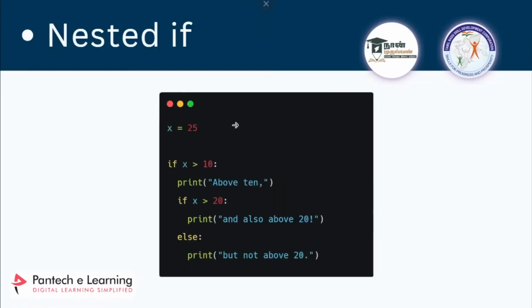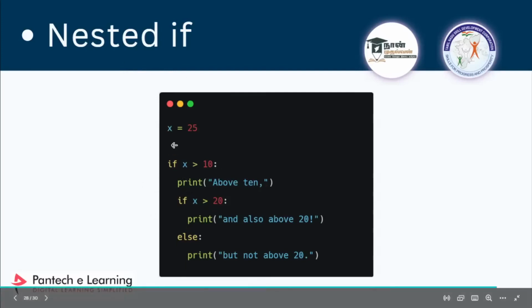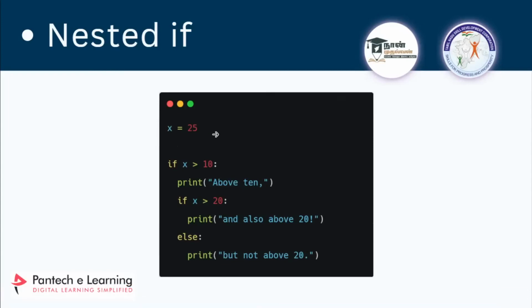So the next topic will be the nested if statement. Okay. So what is a nested if? A nested if is something like a conditional statement inside a conditional statement. For example, I am having x equal to 25. And I am checking at first if x is greater than 10. If x is greater than 10, it is going to give me an output, print, about 10. It is about 10.